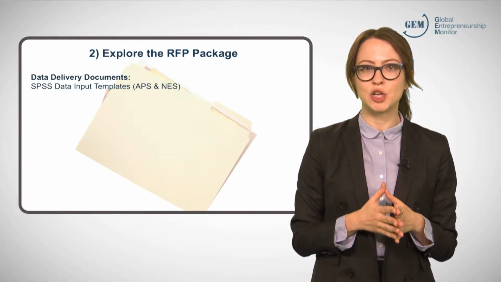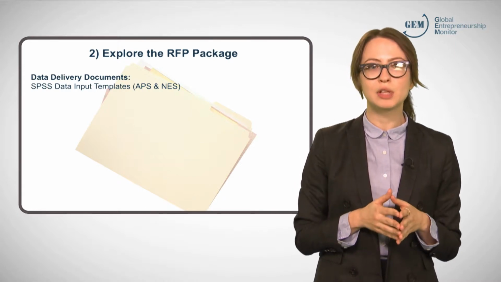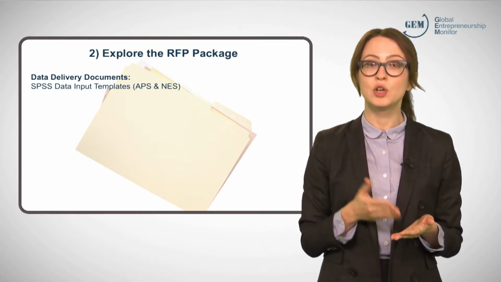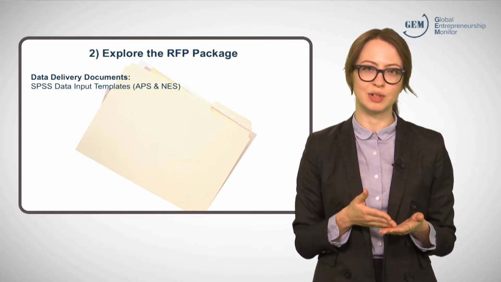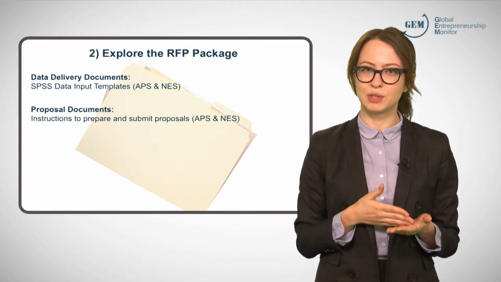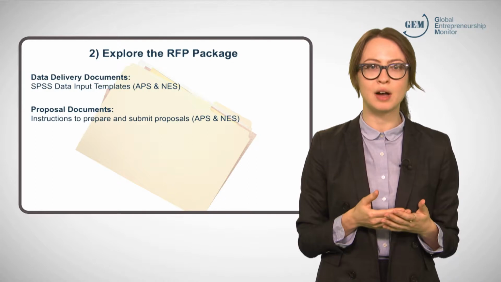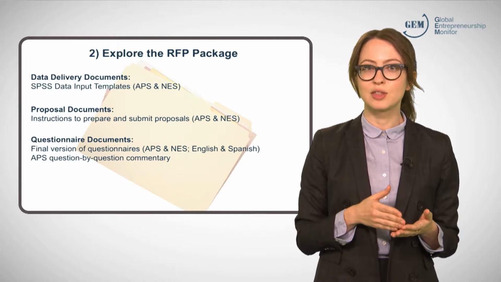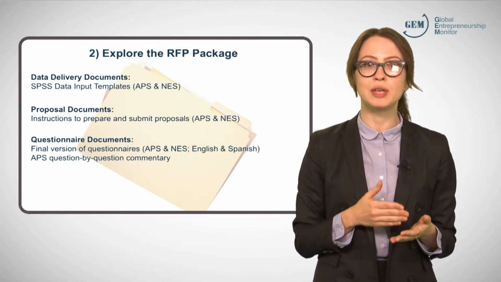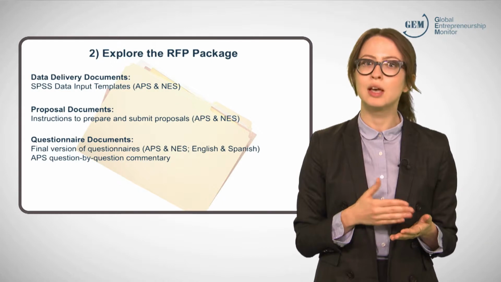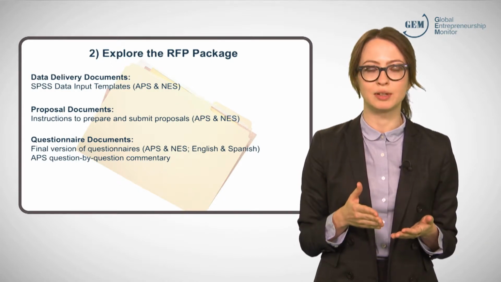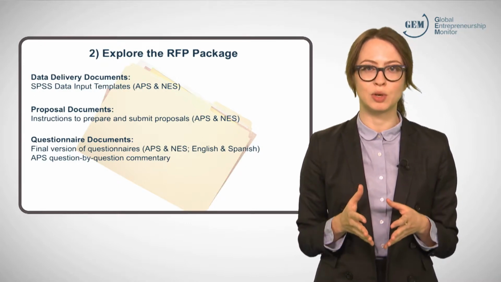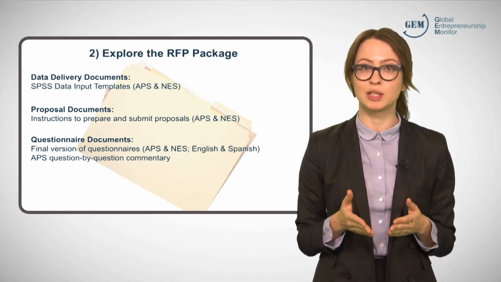In the RFP package, you will find 4 folders. The folder labeled Data Delivery Documents contains the SPSS data input templates, which are used to submit APS and NES results. The Proposal Documents folder contains all the instructions and files you will need to prepare and submit your proposals. Next, the Questionnaire Documents folder includes both the APS and NES questionnaires, as well as a question-by-question commentary, providing more information about the APS. Both the NES and APS questionnaires are available in English as well as Spanish.